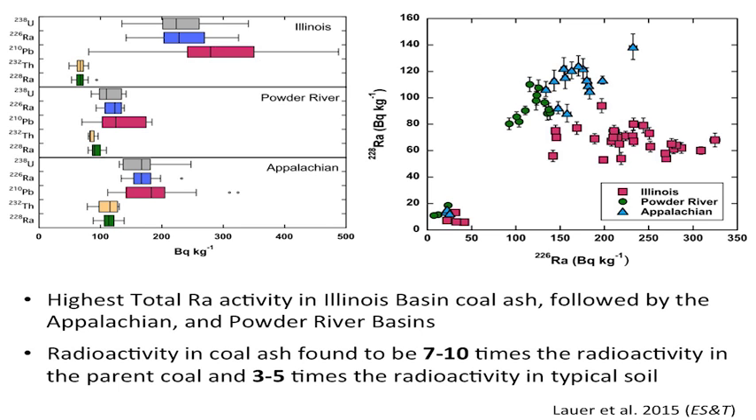And both of these trends, the total radioactivity and the radium-228 to radium-226 ratios, what we saw in the coal ash was reflected in the coal. And so the highest radioactivity came from Illinois coals, with the lowest coming from Powder River Basin coals. And then the ratios we saw in these coal ashes were consistent with the ratios we saw from the feed coals.